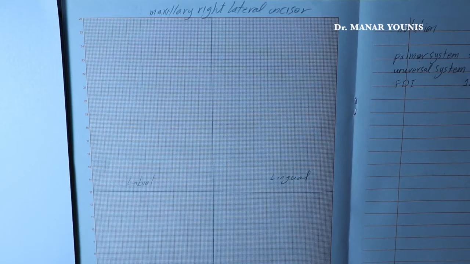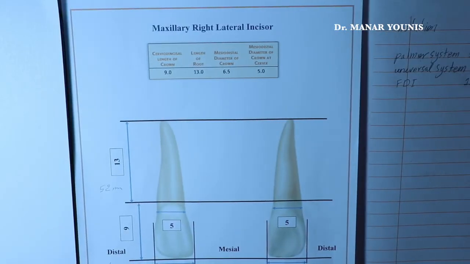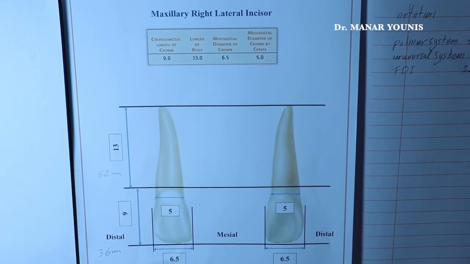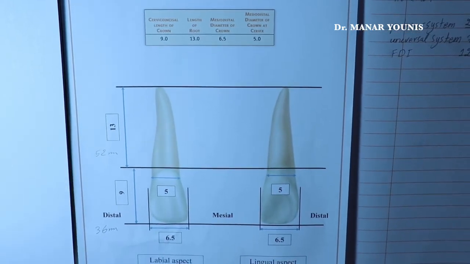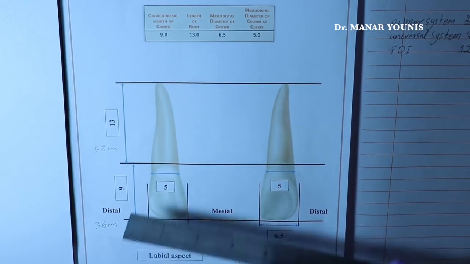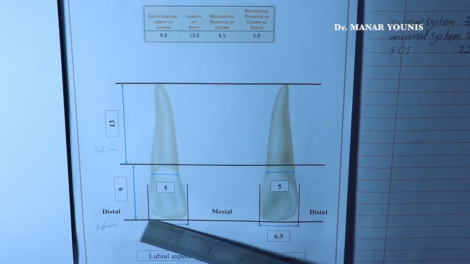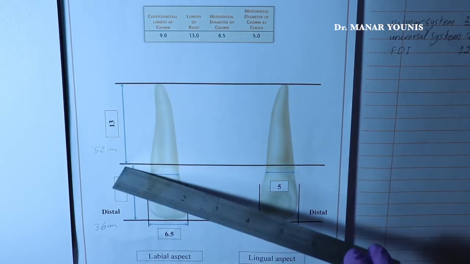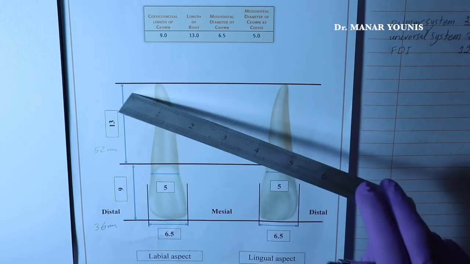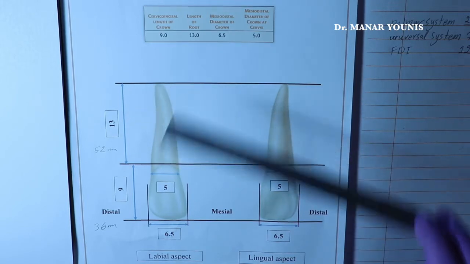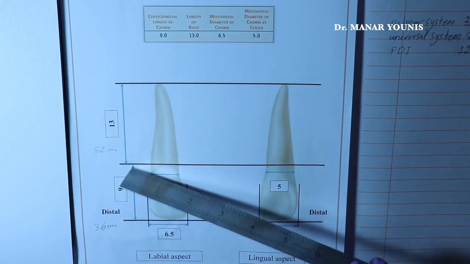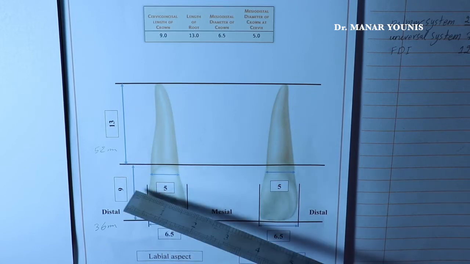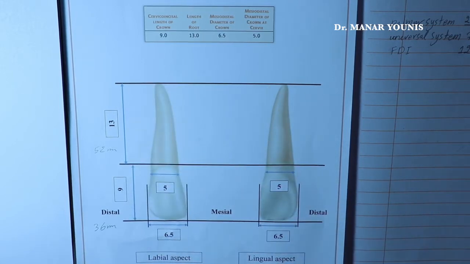First, I will start by drawing the labial aspect. I will follow the same procedure described for maxillary central incisor. That's to say, by drawing 3 reference lines. One passes through the incisal edge, the second through the cervical area, and the third through the root apex. So I need to measure the crown or mark the crown length and root length to draw these 3 lines.